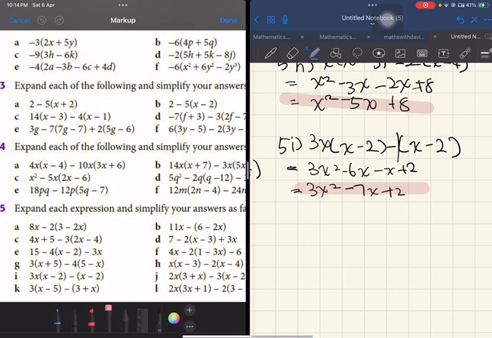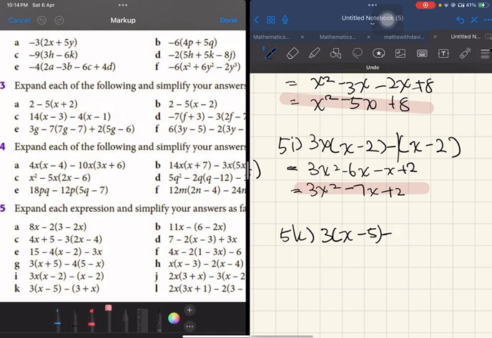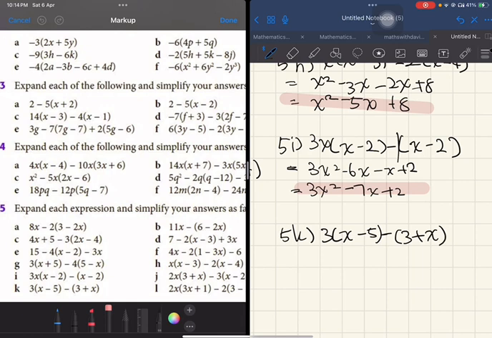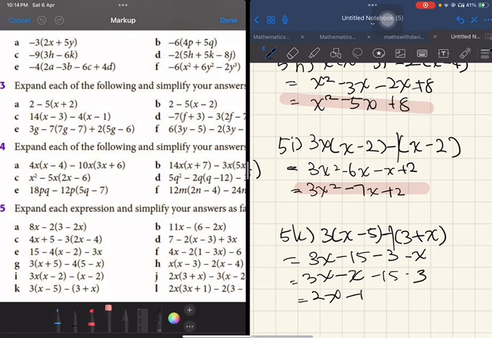Okay. For 5K, 3 times the bracket x minus 5, minus 3 plus x. Here there's a 3 in front, and then we have 3x minus 15 minus 3 minus x. Combine the like terms like so. We get 2x minus 18.